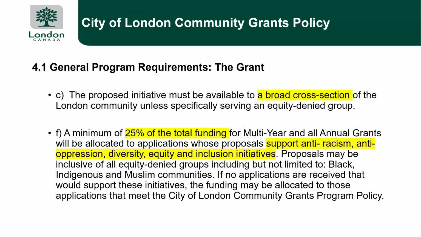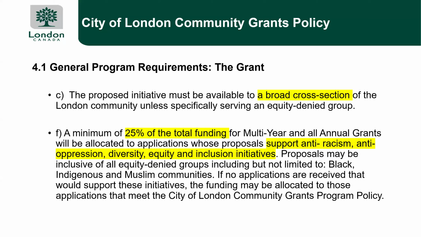Some general program and eligibility requirements that will be important are that this initiative or your proposal must be available to a broad cross-section of the London community, unless specifically serving an equity denied group. And equity denied groups are groups that have been historically disadvantaged and underrepresented in positions of power and economic influence. So these groups face exclusion and systemic barriers. Some examples of this are women and girls, racialized persons, 2S LGBTQ plus folks, Indigenous folks, people with disabilities.